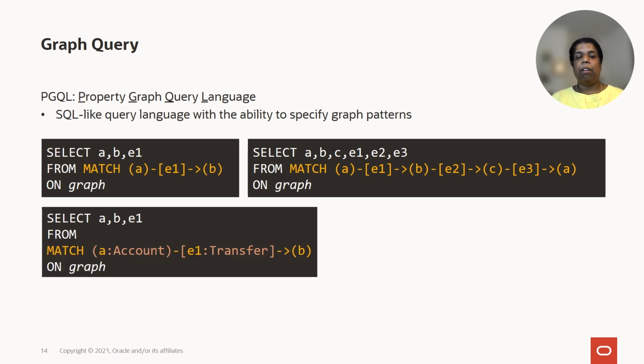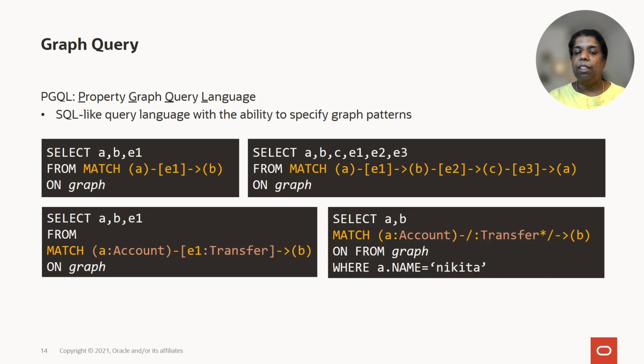In this example, you're once again looking for edges in the graph. You're selecting edges in the graph, but you're qualifying the type of vertex and the type of edge, because the graph can have different kinds of vertices and different kinds of edges. So you're qualifying that by saying, I want edges that connect a vertex of type account via an edge of type transfer. And in this example, you have an additional where clause and an additional regular expression.